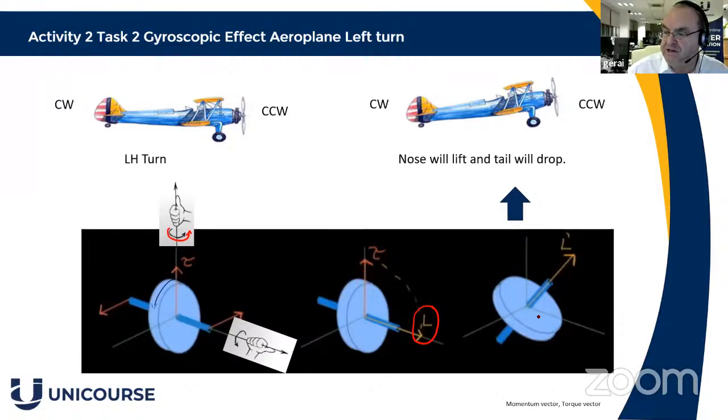And again, what will happen is that the momentum vector is going to move towards the torque vector. It's going to move in that direction, in that plane, which it does if you look at the last slide. The net result of that is that the front of the aeroplane will go up and the back of the aeroplane will go down. So the nose will lift and the tail will drop, as shown in that image at the top. That's as a result of applying a torque through the rudder. Now we're going to look at another one, very similar, but this time we're going to turn to the right.